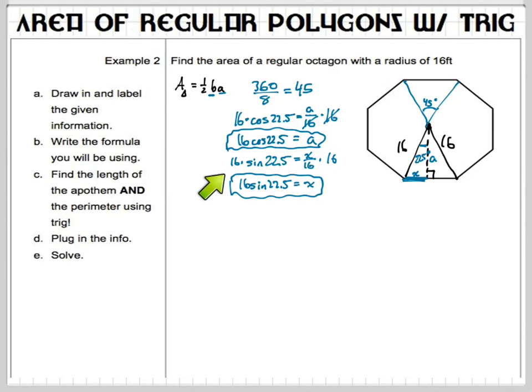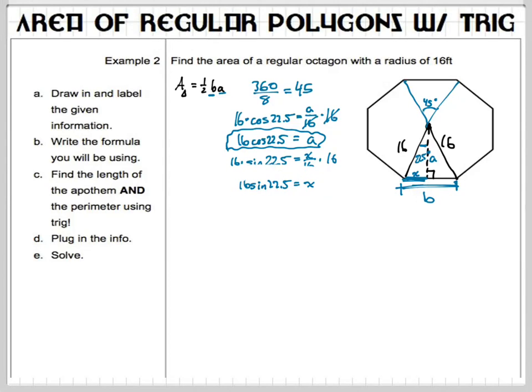So we found the A. Wait, did we find the B? No, that's x. Oh, junk. How do I find the B? The B is the whole base. How do I find this? We've got to double this, right? Yeah. Alright, so let me erase this squiggly box. We didn't need the squiggly box in this one yet. We have to double that.